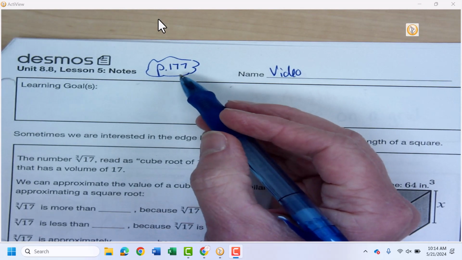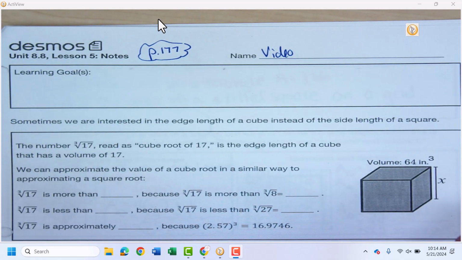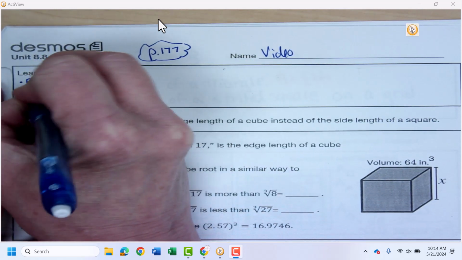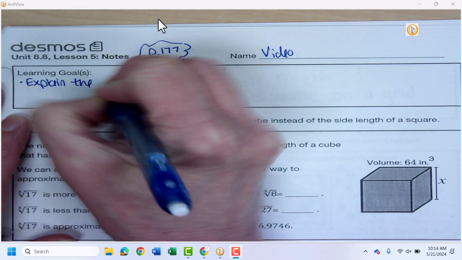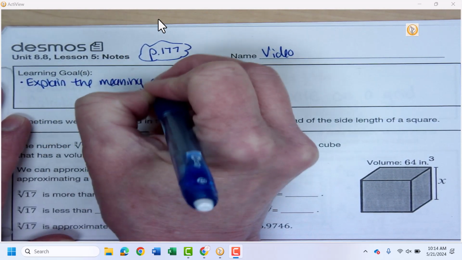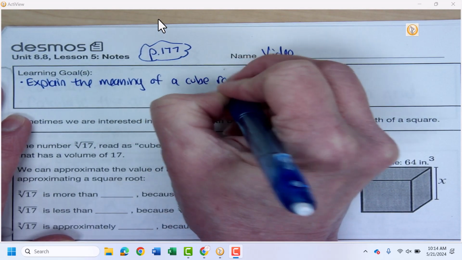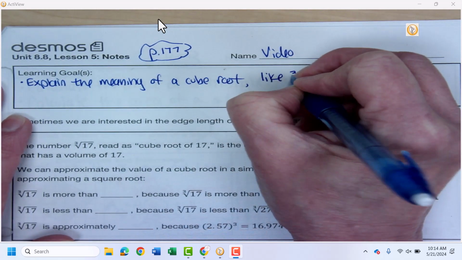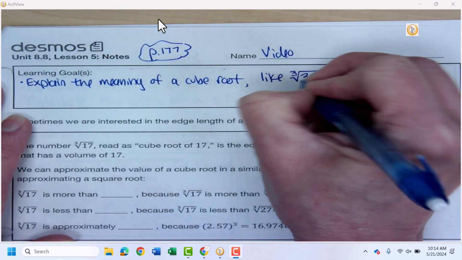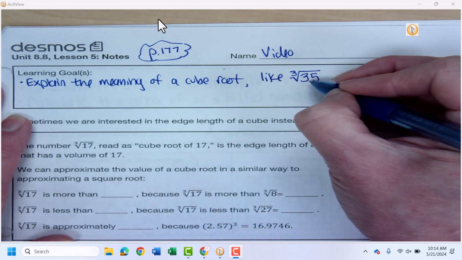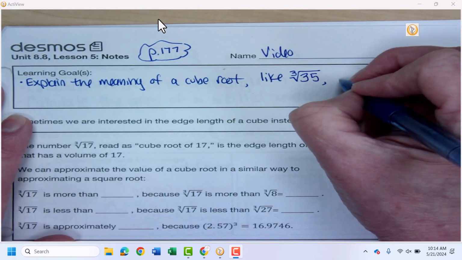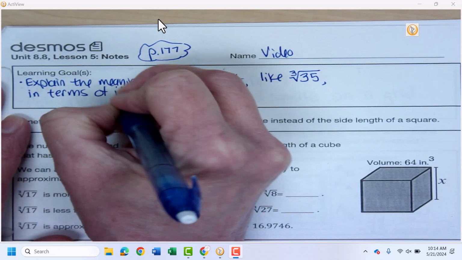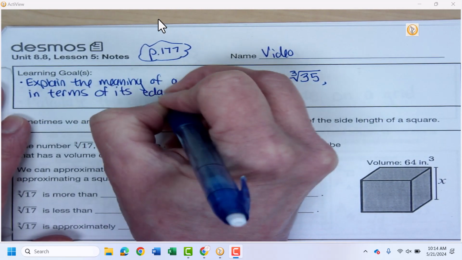So we're on page 177, taking a look at this lesson, and we're just going to jot down those two learning targets. Explain the meaning of a cube root. And let me show you some notation. Like if we had the cube root of a number, let's say the volume of that cube was 35, in terms of its edge length. The edge of the cube.